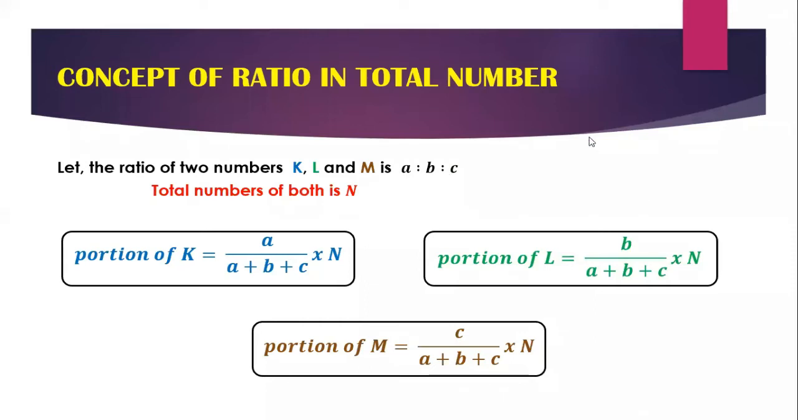Next, K, L, and M have the ratio K to A, L to B, and M to C.